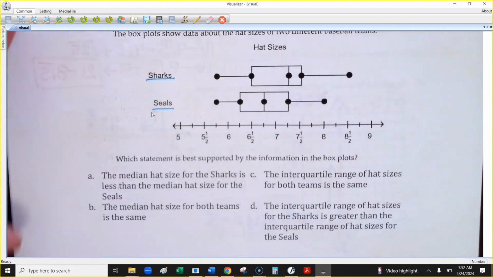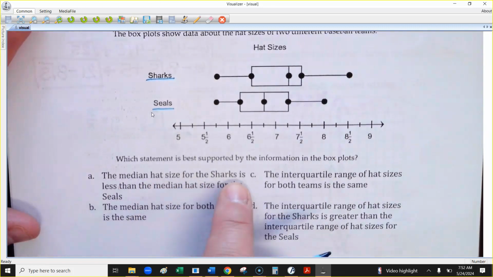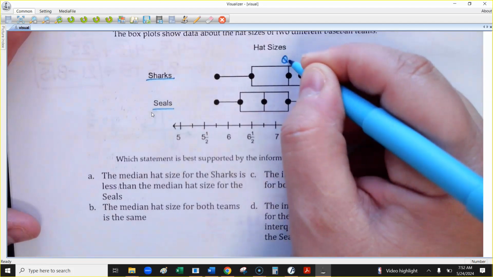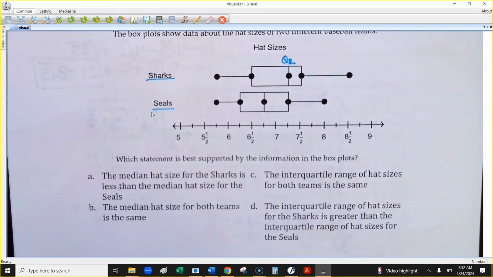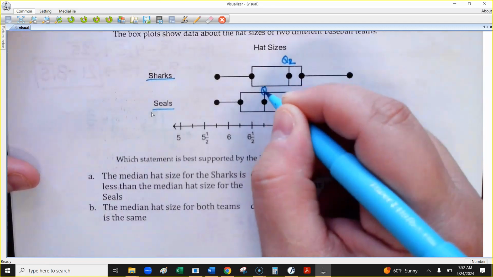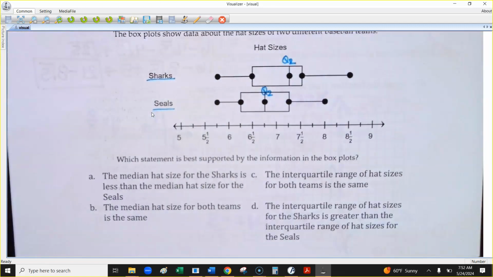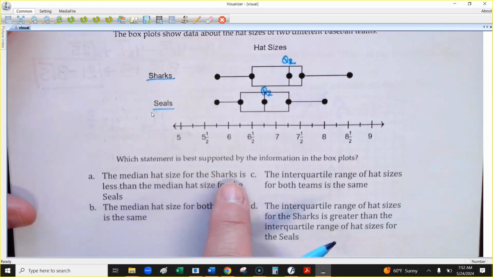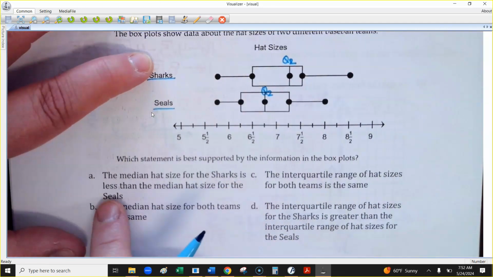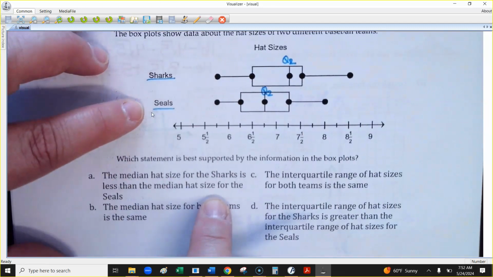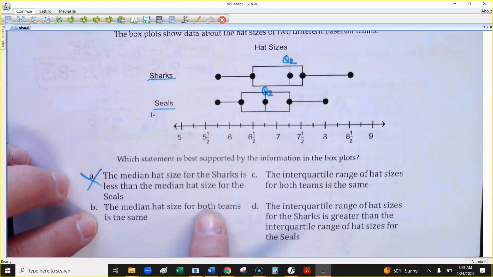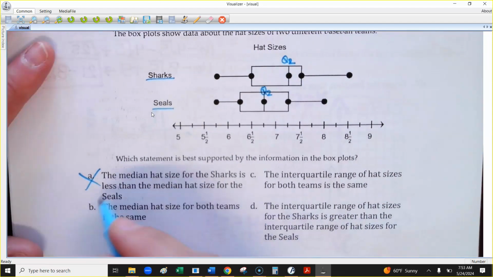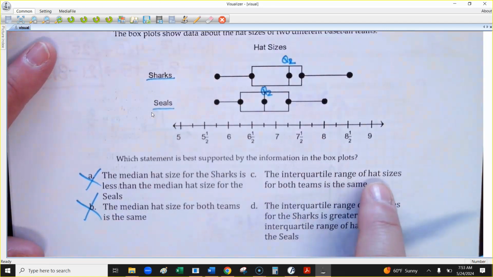Okay, so median hat size for the Sharks. So your median, I'm going to just label this real quick. The median would be in the middle, not necessarily the direct middle, but inside the box and whiskers. It's inside the boxes. So I'm just going to, median and Q2 are the same thing. So for those 2 boxes, it would be the line. So it says the median hat size for the Sharks, that's the top one, is less than the median for the Seals. Definitely not, because this one's smaller. All right, the median hat size for both teams is the same. No.